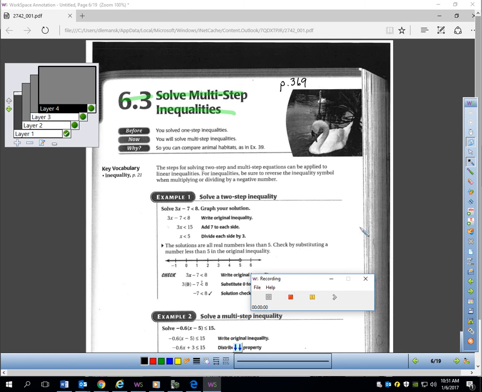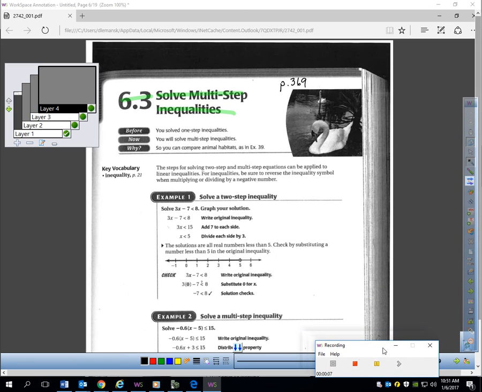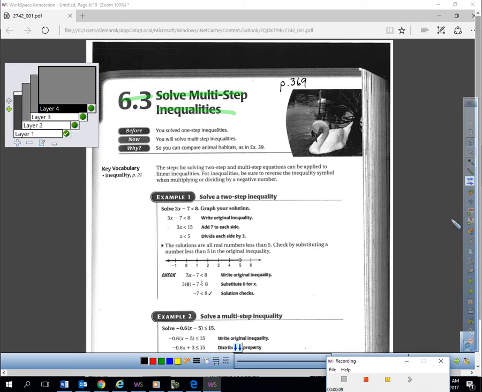This is lesson 6.3, solve multi-step inequalities. You should be on page 369. The steps for solving two-step and multi-step equations can be applied to linear inequalities.